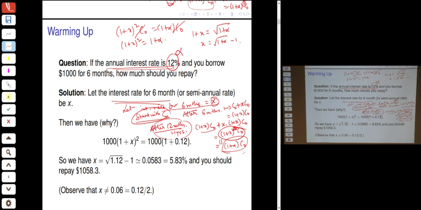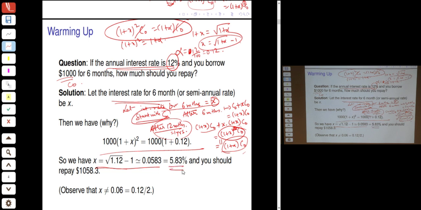So, you apply this idea with alpha equal to 12%. So, alpha equal to 12 over 100, so this is 0.12, and C0 equal to $1,000. So, you get this equation which is exactly the same equation as here, and then you solve for x, which is exactly the same here. So, this is the square root of 1.12 minus 1. So, this is 0.0583. So, in percentages it is 5.83%.